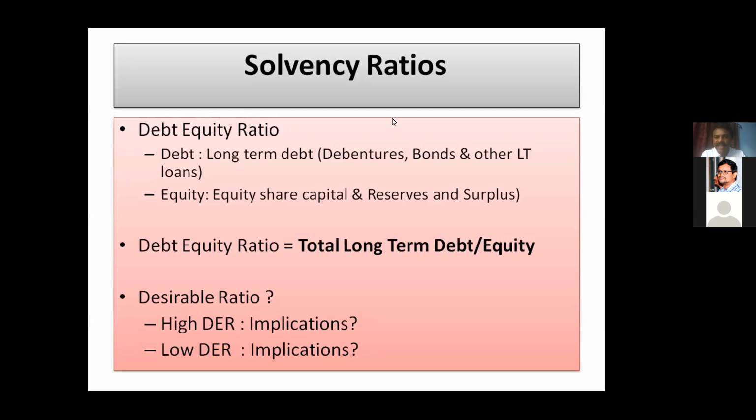Now, debt equity ratio is one such tool that measures the solvency position of the company. Debt upon equity, that is equity share capital and reserves and surplus. Now, what is the desirable ratio? High debt equity ratio is desirable or low debt equity ratio is desirable. Now, question to the participants again. What do you think? Debt equity ratio should be high or debt equity ratio should be low?